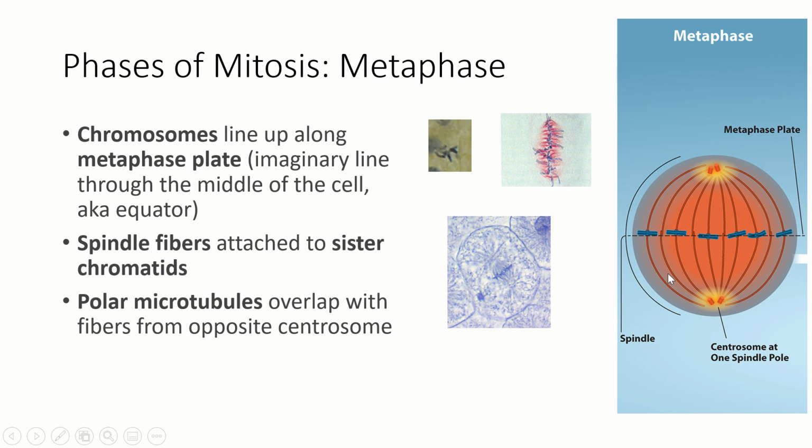So we did prophase, where the chromosomes started to condense and the nuclear envelope started to break down. We did prometaphase, where the spindle fibers got all made, the centrosomes moved to the end of the cells, and the nuclear envelope finally breaks down completely. Metaphase, we got everybody lined up, and now we're ready to separate the sister chromatids.